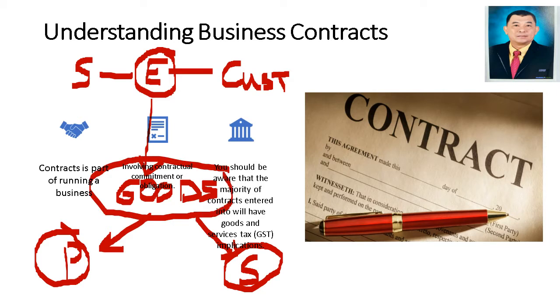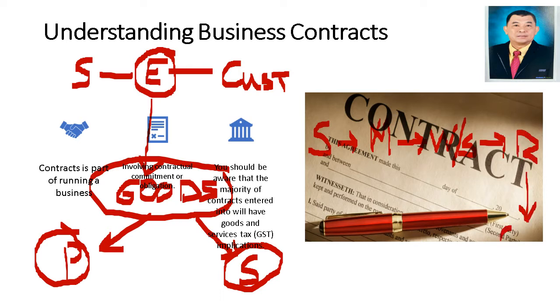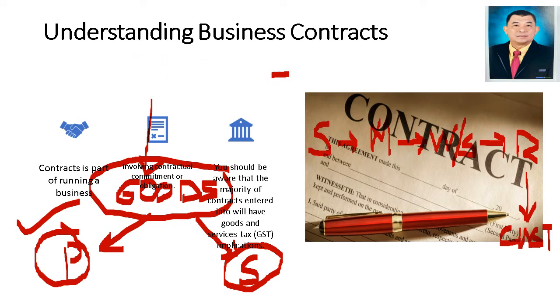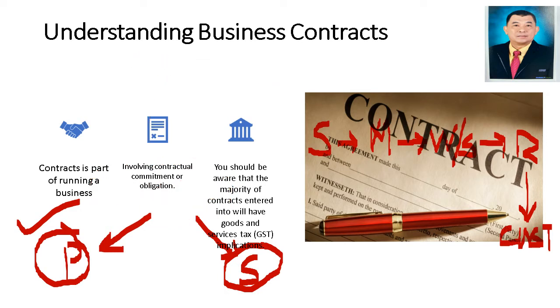So that is clear. Now, let's take another one. If this is the supplier, you might have the manufacturer, and your product goes to the wholesaler, and then the product goes to the retailer, and then to the customer. So again, it involves a product. Okay, so let's clear this one. We are talking here of business contracts.